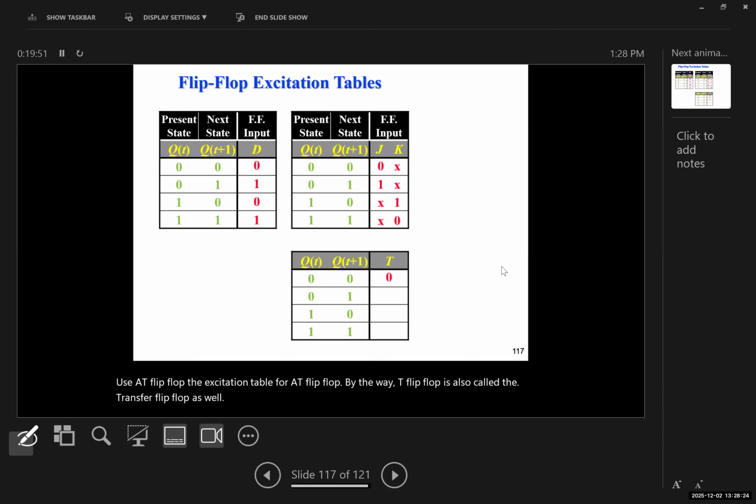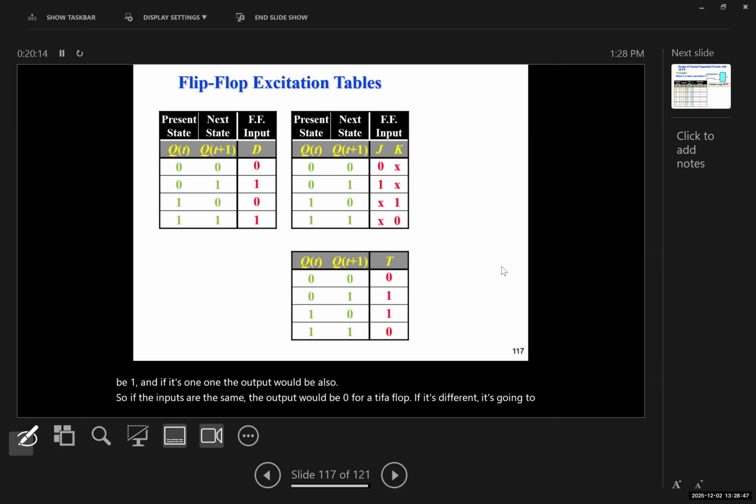So if it's 0, 0, the output would be 0. If it's 0, 1, the output would be 1. If it's 1, 0, the output would be 1. And if it's 1, 1, the output would be also 0. So if the inputs are the same, the output would be 0 for a T flip-flop. If it's different, it's going to be 1.